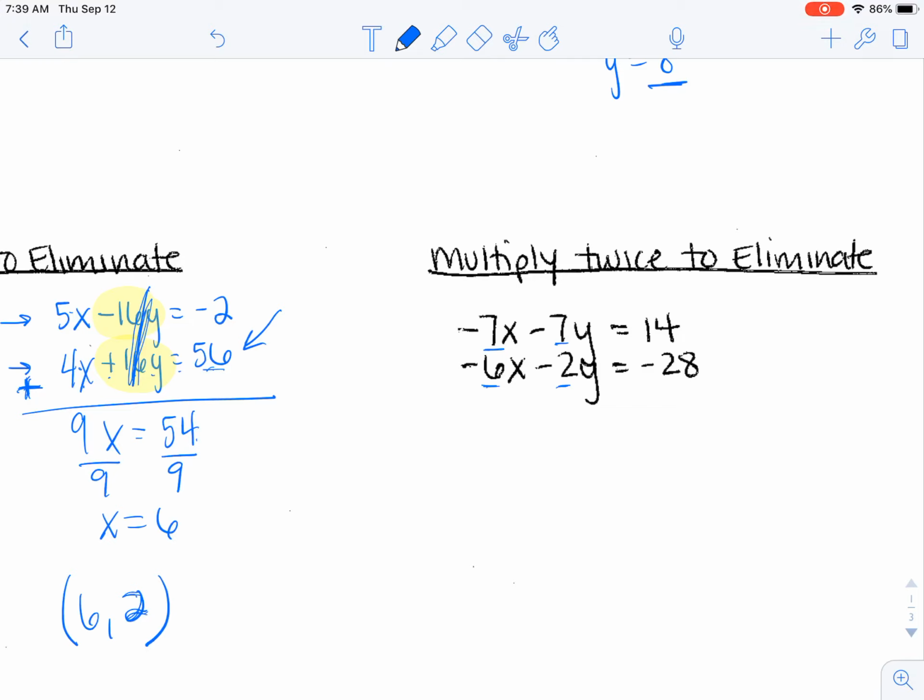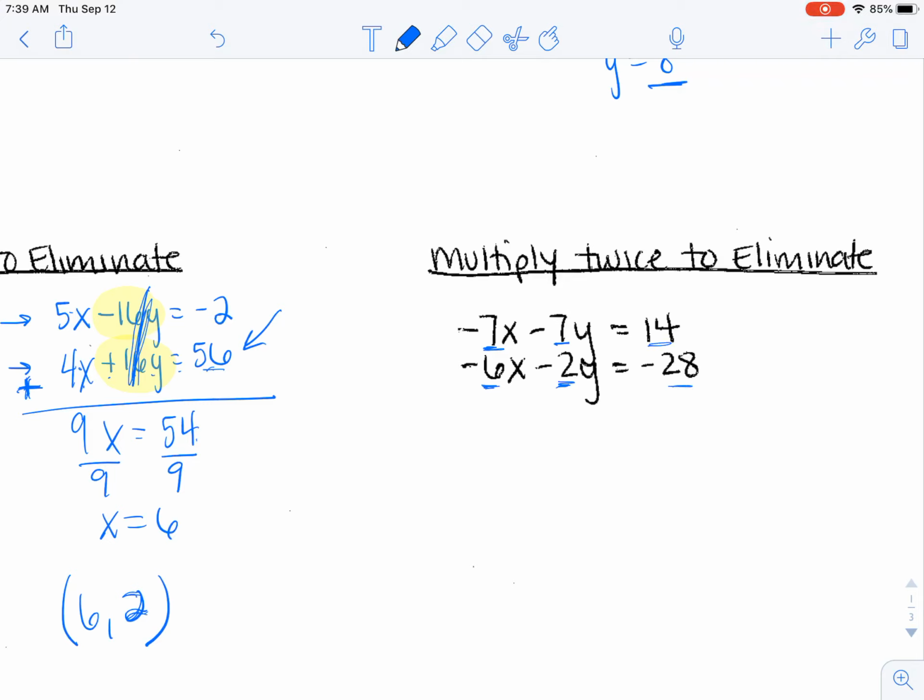So what we're going to do is multiply both equations here. I look at this and I say, okay, I've got a 7 and a 2. Those are my y's. And then the x's are 7 and 6. Well, I can already tell that when multiplying by a 7 or a 6 or something like that, I'm going to have really large numbers.